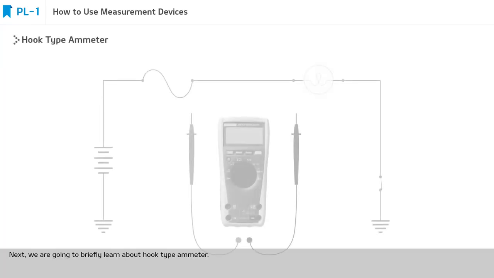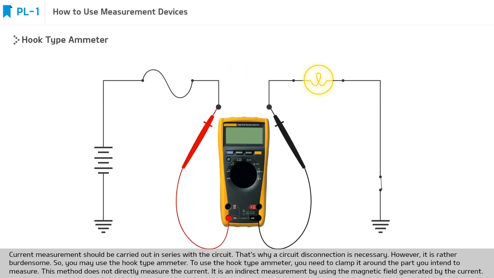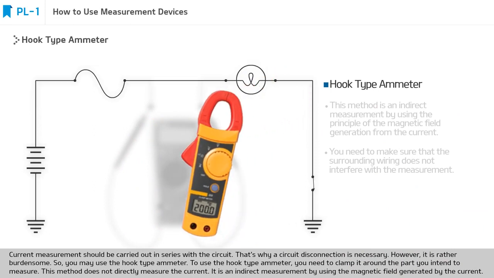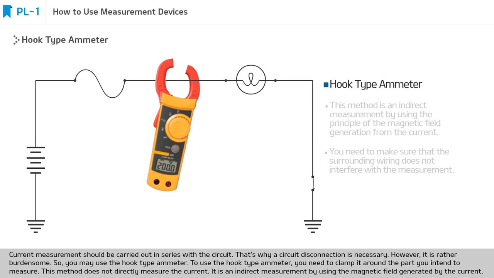Next, we are going to briefly learn about hook-type ammeter. Current measurement should be carried out in series with the circuit. That's why a circuit disconnection is necessary. However, it is rather burdensome. So you may use the hook-type ammeter. To use the hook-type ammeter, you need to clamp it around the part you intend to measure.